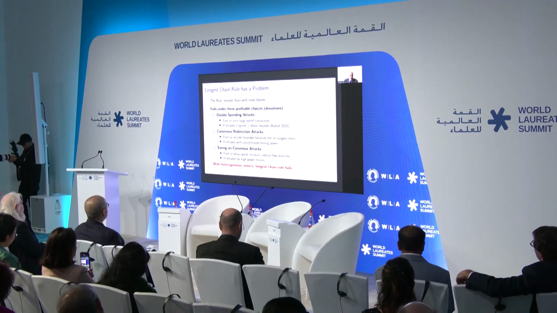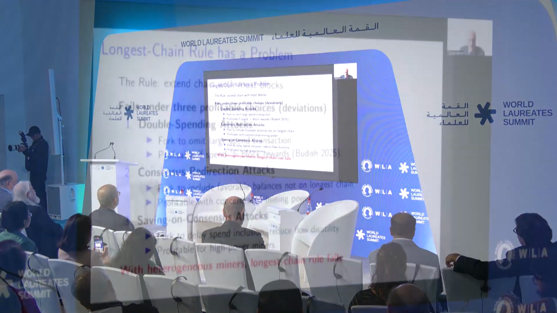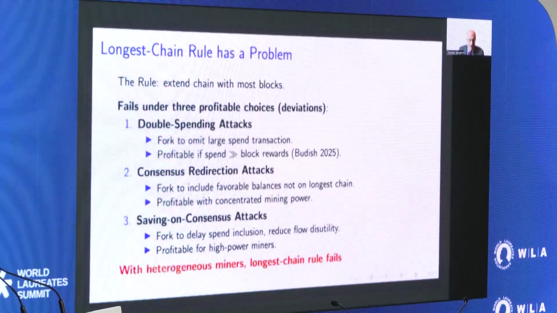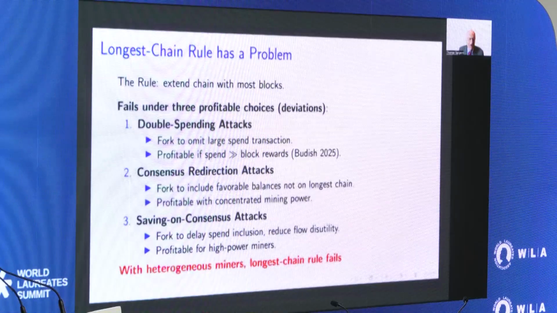There's consensus redirection: you fork to include favorable balances that aren't on the longest chain. And then there's saving on consensus attacks: you fork to delay spend inclusion, and you reduce flow disutility. With heterogeneous miners in this environment, which is what they're looking at and is realistic, the longest chain rule fails.